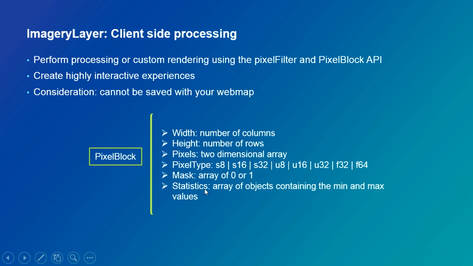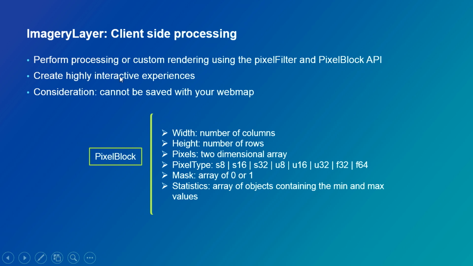And the mask is an interesting one because it's an array containing zeros and ones, and it's essentially the same size as your array, the band pixel values. And it will tell the layer whether or not to render a certain pixel value. So you can mask pixels based on certain constraints, and only the values that have one corresponding in the mask array will be rendered. It also gives you statistics that contain the min and max and no data values within it.